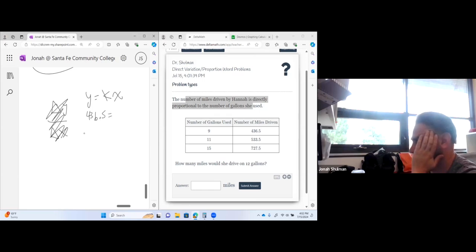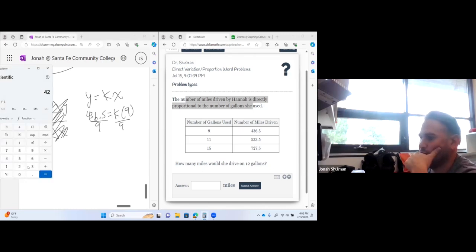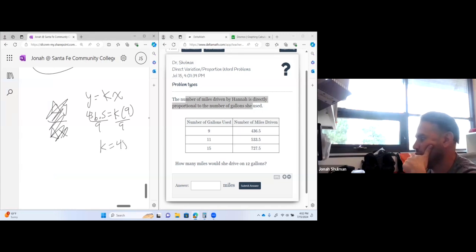436.5 equals k times 9. Remember x comes before y, like in the alphabet. There's your input gallons, that's your miles used. So the first thing we do is divide by 9. 436.5 divided by 9 is 48.5. So that's our k. K is 48.5. So all we need is y equals 48.5 times 12, and the k is over here.